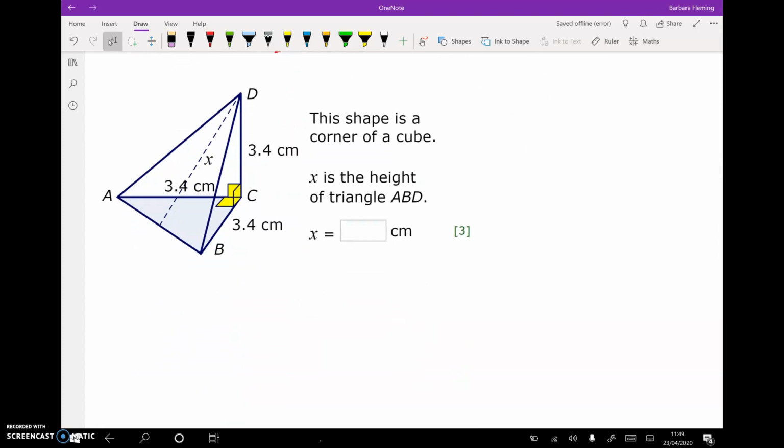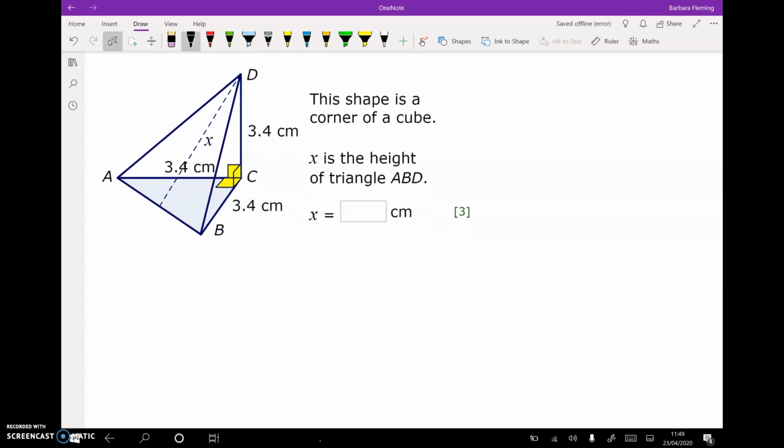So, the shape is the corner of a cube. So we've got our 3.4 centimeters, that must be the length of the sides of our cube. X is the height of the triangle ABD, so it's this diagonal height here, and we're trying to find our x centimeters. So again, let's set up our first triangle, see what we need to find.